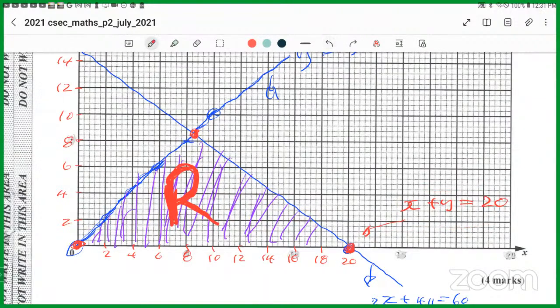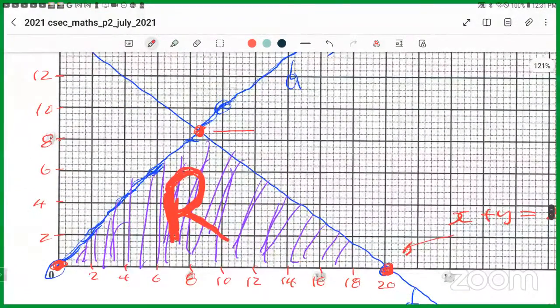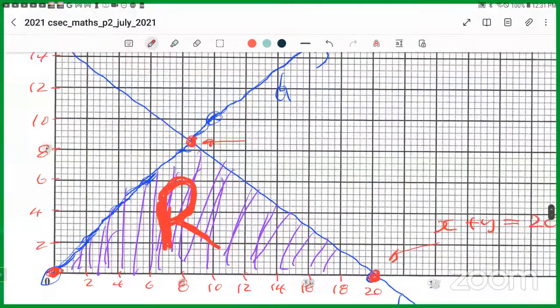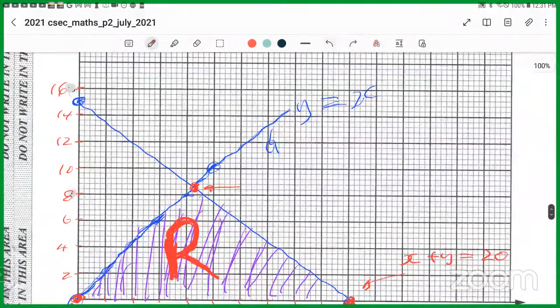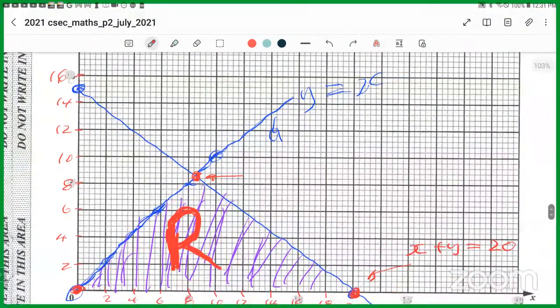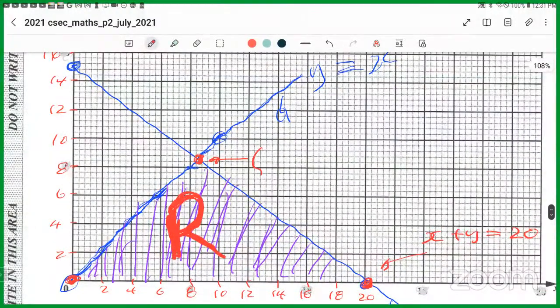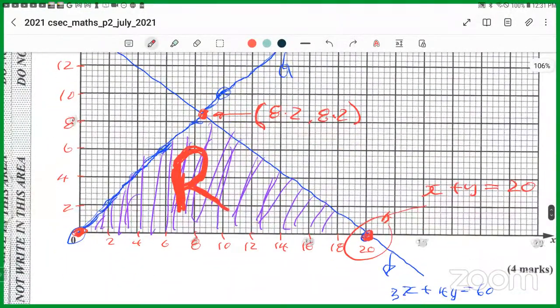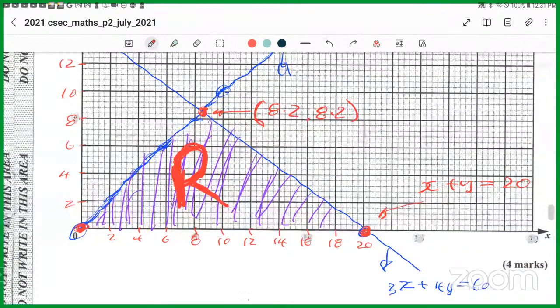But if you estimate it, at this point the x and y values are the same, because it's on this line where y equals x. So that point looks like about 8.2, 8.2. If you add them, it's less than 20. So this is it: 20, 0. That's the answer, 20, 0 at that point.